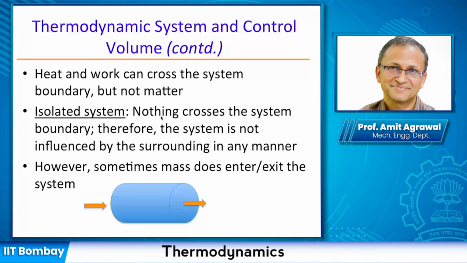Okay. So that's what we said, that the first point in this slide that you see, the heat and work can cross the system boundary, but not matter. So I'm not allowing the mass in my system to change. But in my control volume, my mass can change. Does that answer your question?